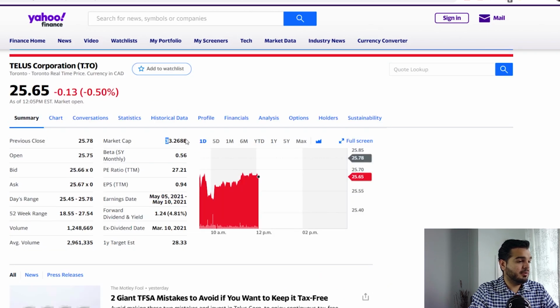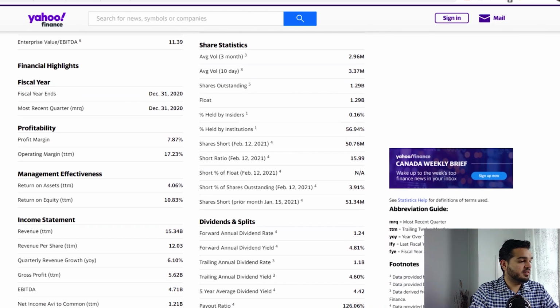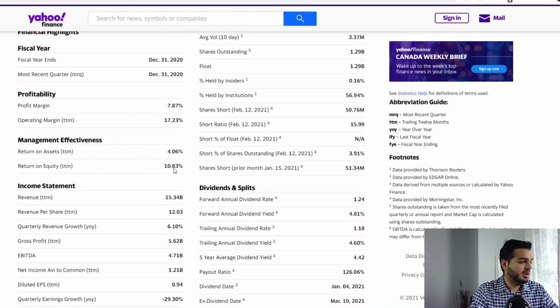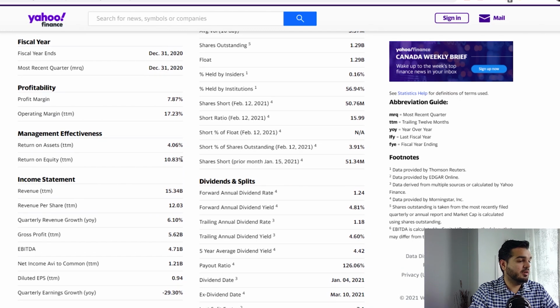It has a market cap of roughly $33 billion. It has a PE ratio of 27.21, and it has a dividend yield of roughly 4.81%. Looking at some financial statistics, it has a profit margin of 7.8%, so a healthy profit margin. It has an operating margin of 17%, so you can see that the profit margins are healthy when it comes to paying its dividend. It has a good return on assets and return on equity.